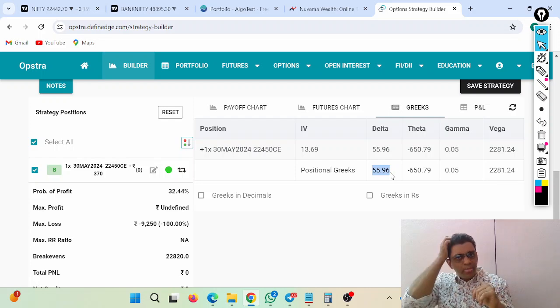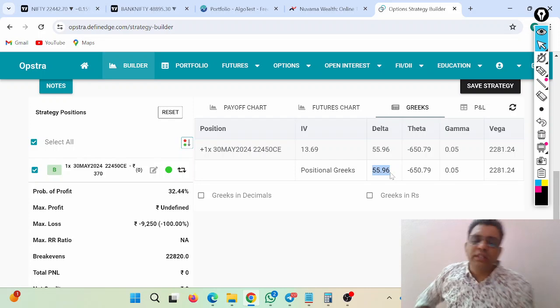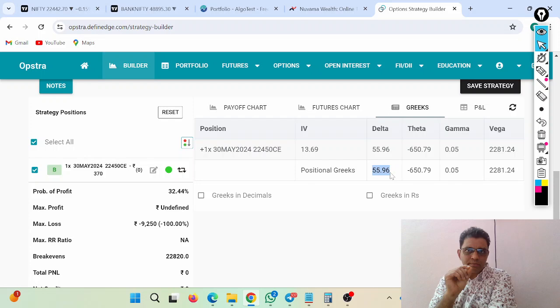So similarly, if I buy the 22,450 call option, that means I am bullish about the Nifty. Then the probability that my view will come right is 50%, right? The 50% probability that my view will come right is nothing but the delta. In other words, you can say this is the probability of winning.